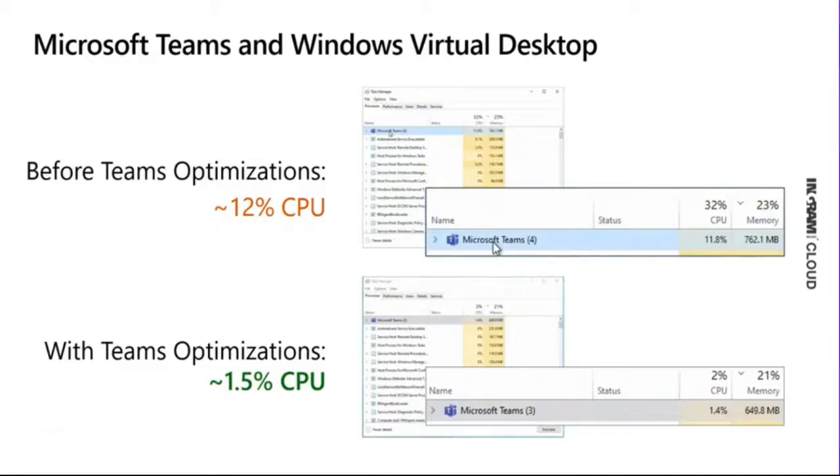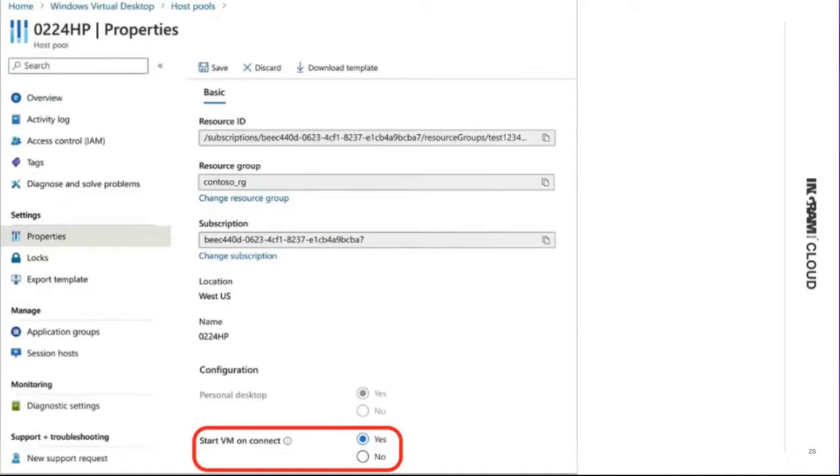Just before we wrap up this webinar, I would like to give you a glimpse of the upcoming cost-saving feature, Start VM on Connect. This will allow you to leave your session host powered down to save on costs, and when your users need to work with session hosts, they'll power up as soon as the user connects. Microsoft say we can expect this feature in the next year.